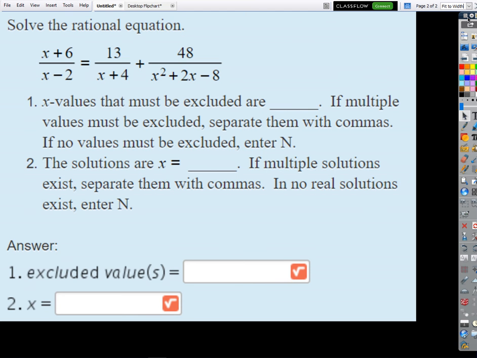All right, so what are we going to do? Common denominator, clear the fraction. So what do we have to do to get a common denominator? What do we need to do here? Factor first. So we've got to factor, okay?